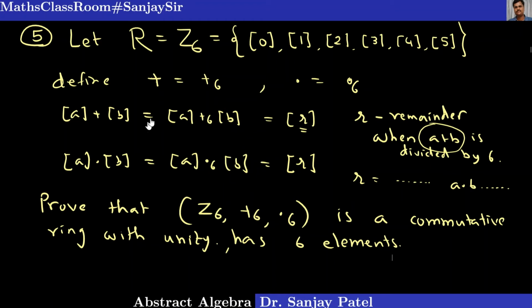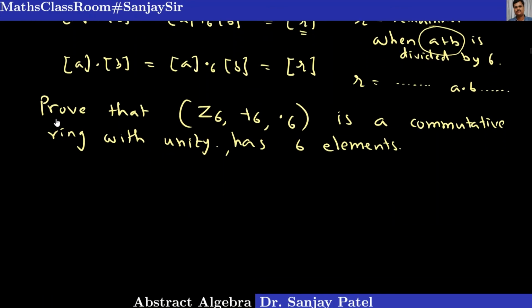And to check all the conditions, it is better to prepare a multiplication table, or you can say a comparison table, for these binary operations. For both the operations plus 6 and dot 6, we are going to construct a group-table kind of comparison table. Okay, so let me write a table.